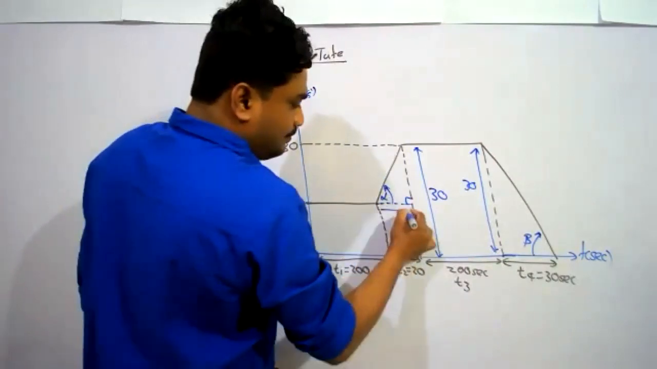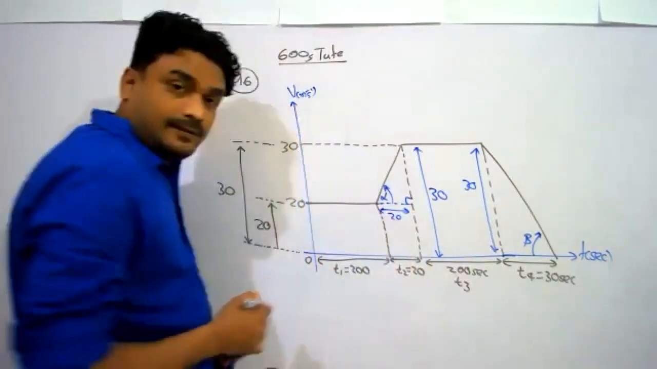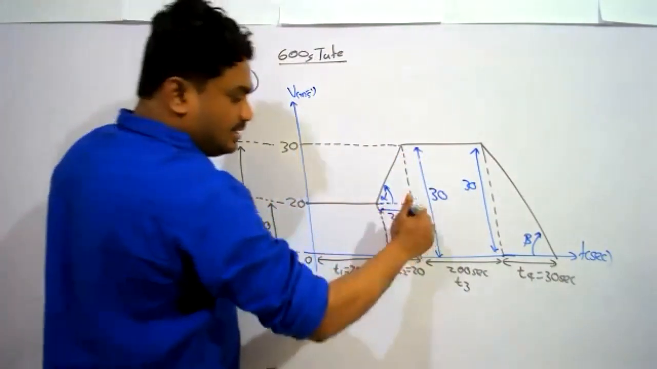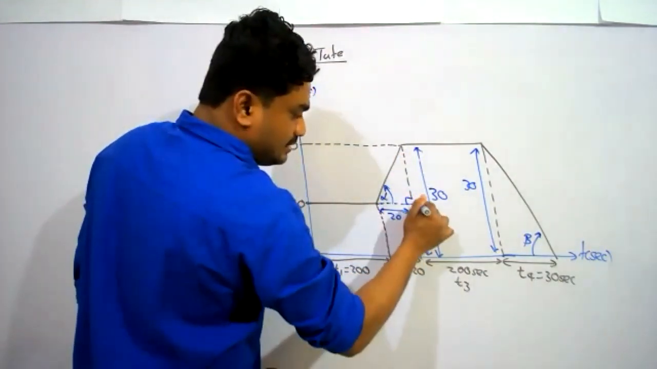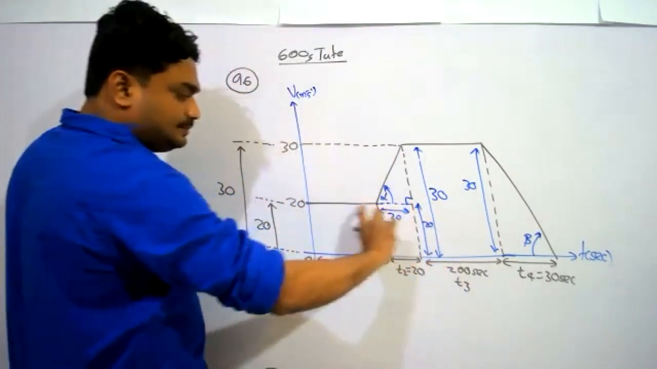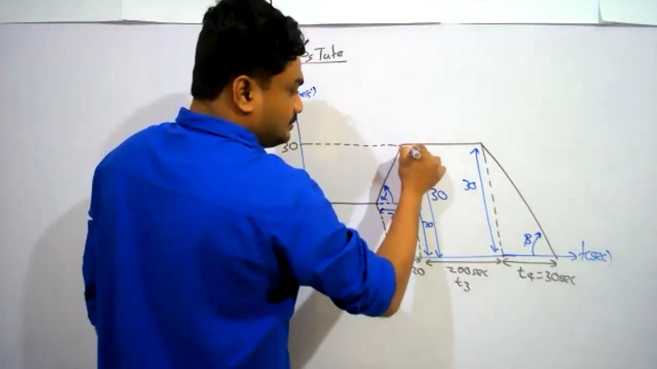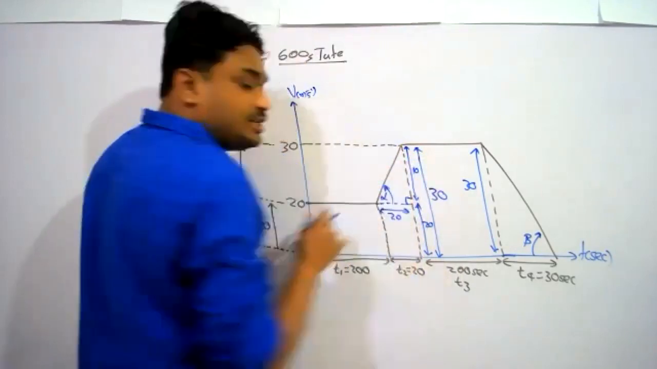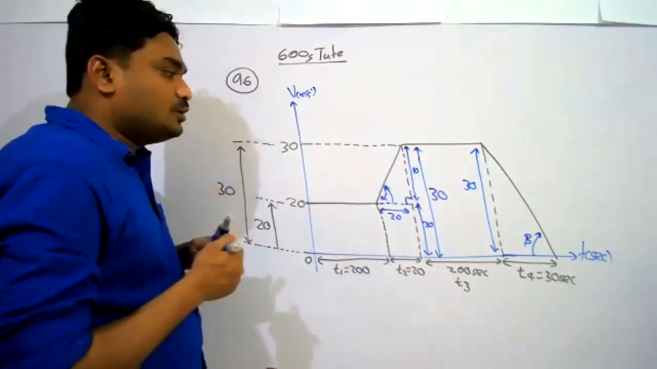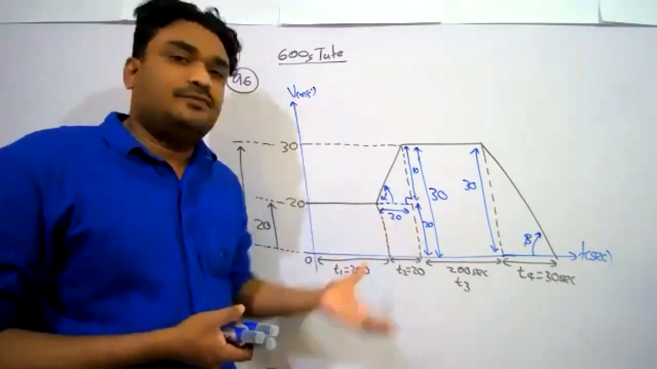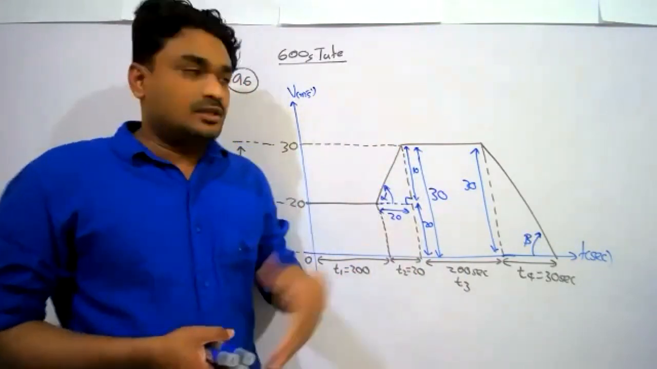If this is 20, this should be 20. And if this is 30, this is 20. So it means this height is 20. So this should be 10, right? So this is what we have already discussed. I have just drawn it for you to recall your memory about the question.